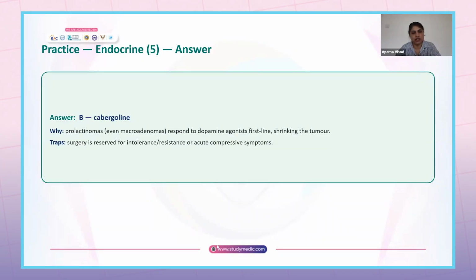We go ahead with surgery when it is not responding or there are acute compressive symptoms related to the macroadenoma. Then we go ahead with surgery.